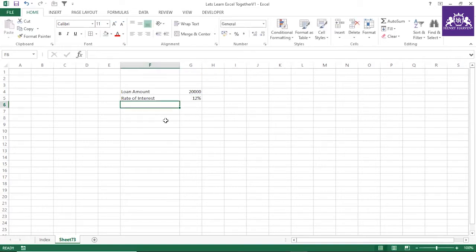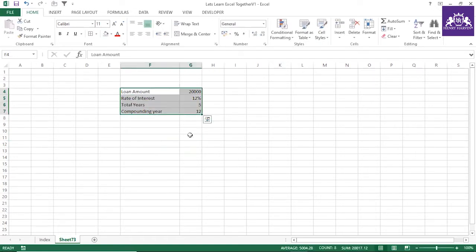So what are years, guys? Like the number of periods, or the total years we have to make the payment: total years, 5 years. And the compounding periods per year is 12. So this is actually the question which we have to solve.